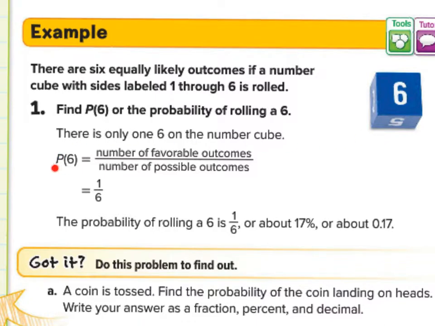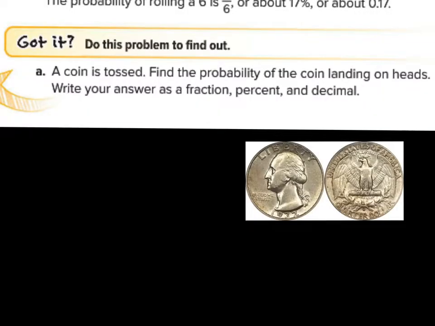So here we have the probability for the number 6: the number of favorable outcomes, which is only 1, because there's only one chance, out of all the possible outcomes, the number of possible outcomes. So that's 6. There's only 1 six in the entire die, and there are 6 numbers there. So there's only 1 chance out of 6 that it will land on a 6. The probability of rolling a 6 is 1/6, or about 17%, or about 0.17 of a chance. Okay, now let's try the practice.